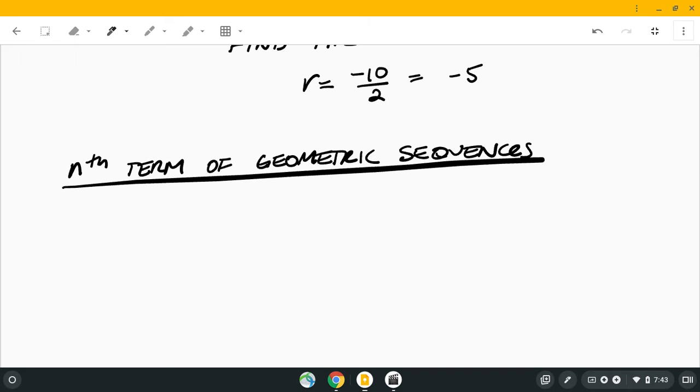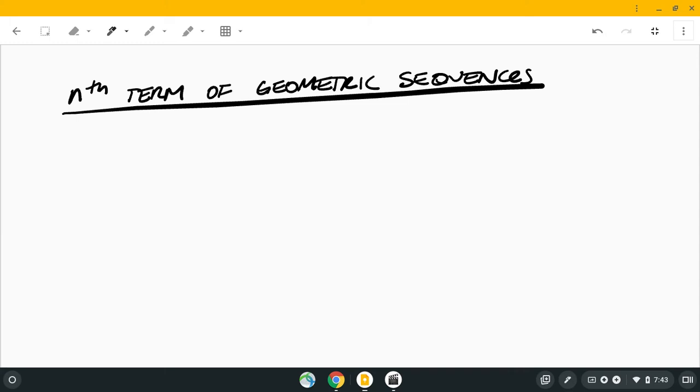Okay, so again, that would be this. AN equals A, where A represents the first term, times R to the n minus 1.